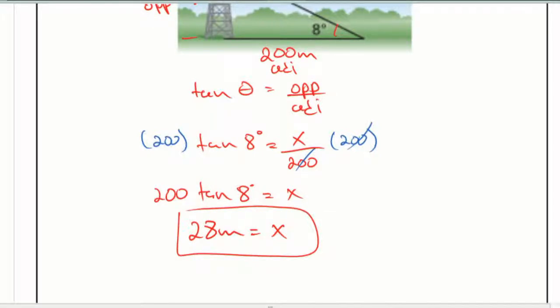I'm going to leave it there for now. The next lesson looks at sine and cosine, which are similar functions, just dealing with different sides. So essentially everything's just the same as what we are doing.